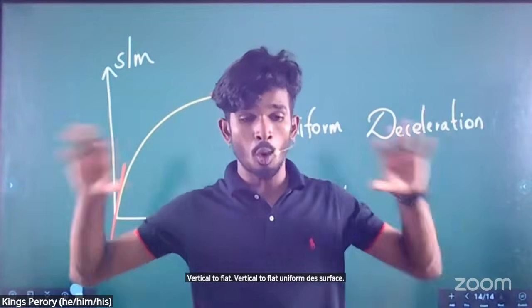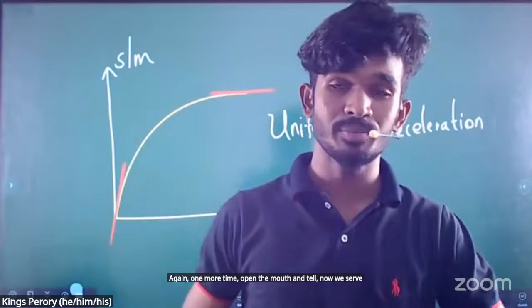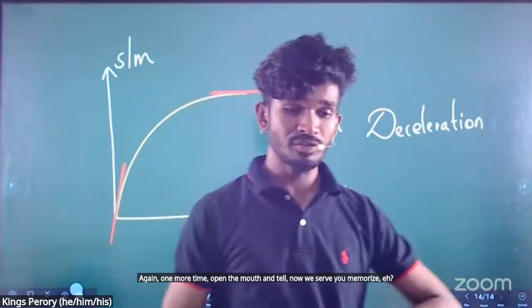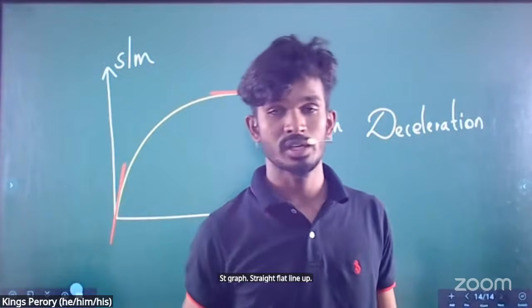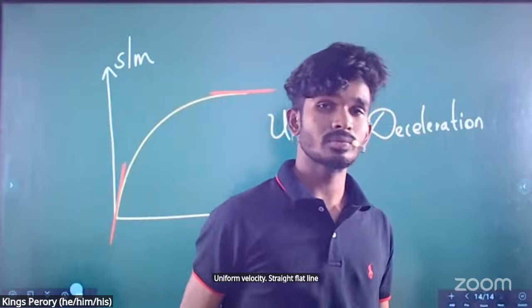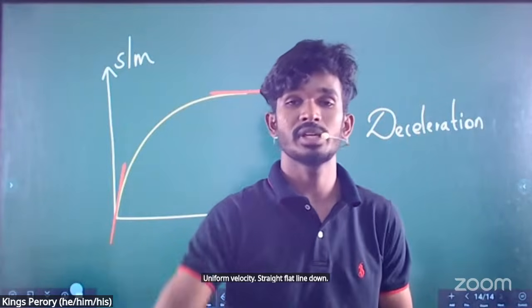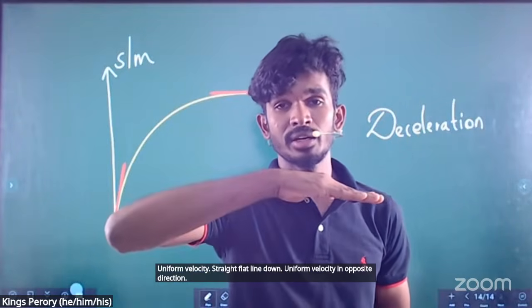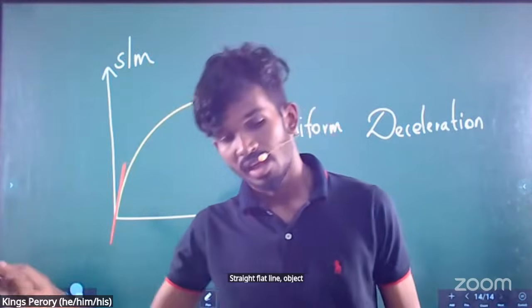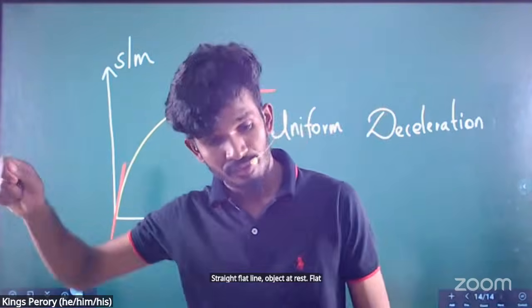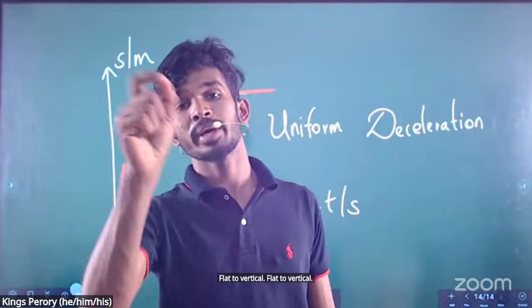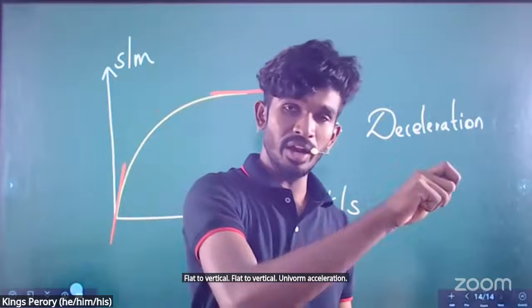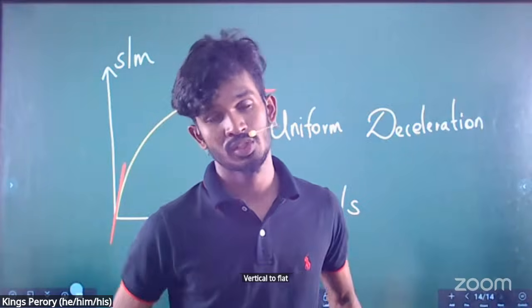Again, one more time, open the mouth and tell, now which of you memorize. ST graph, straight flat line up, uniform velocity. Straight flat line down, uniform velocity in opposite direction. Straight flat line, object at rest. Flat to vertical, uniform acceleration. Vertical to flat, uniform deceleration.